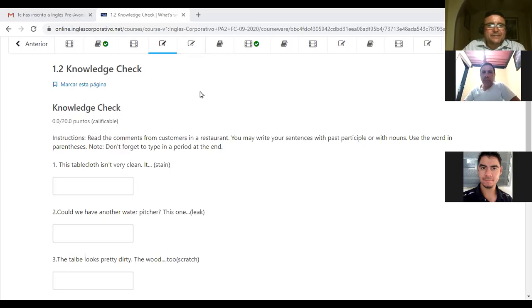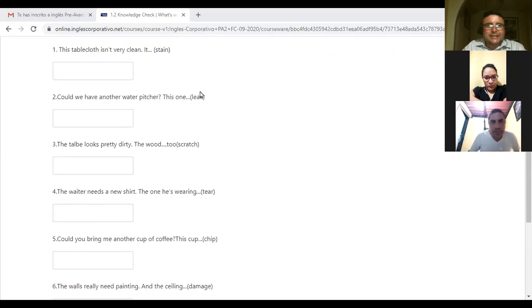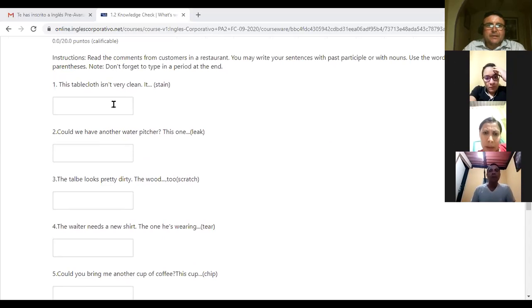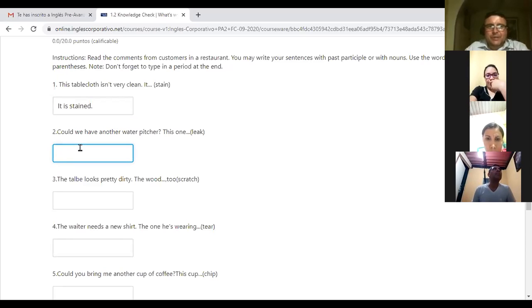Can you see my screen? Yes. So let's check. Noe, is this the section you were mentioning? Yes, that's right. So everybody, let's do it together. This tablecloth isn't very clean. What would be the correct form? It is stained. Okay. It has a stain. It is stained or it has a stain, right? What about number two? Could we have another watcher picture? This one? This one is leaked. Okay, this one.